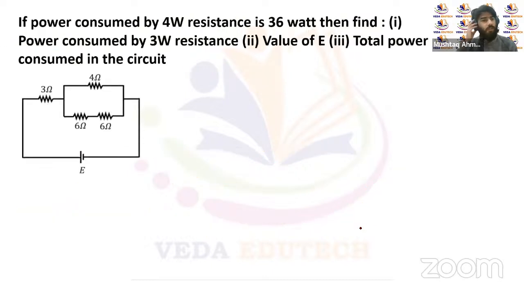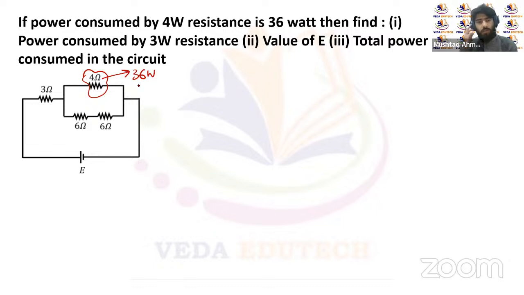So let's discuss this question here. You can see in this circuit we have four resistors: 3 ohm, 4 ohm, 6 ohm, and 6 ohm, with the battery having an EMF of E. The question says that the power consumed by the 4 ohm resistance is 36 watts. This is the 4 ohm resistor, and the power consumed by it is given as 36 watts.